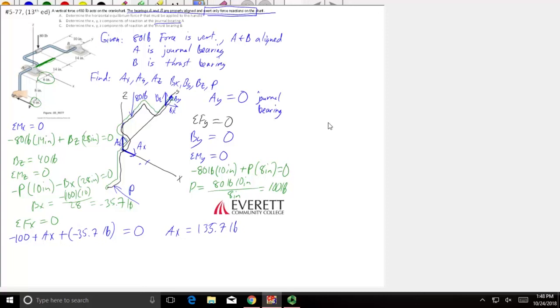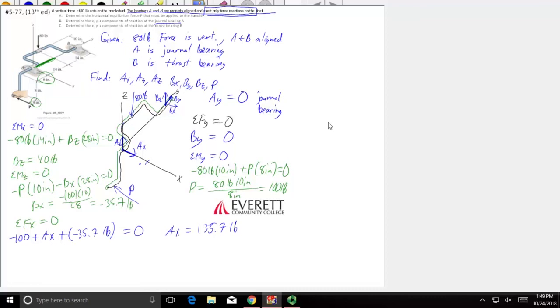BX is negative. That means it's pointing the opposite direction. AX is positive. However, I don't recommend in 3D trying to make all the forces the way they go. It just gets too complex. What I do is I just put them in the positive direction of the axes, right? So I always draw AX in positive X. I always draw BX in positive X. Then at the end of my work, if I get a negative answer, I know it's going the opposite direction.